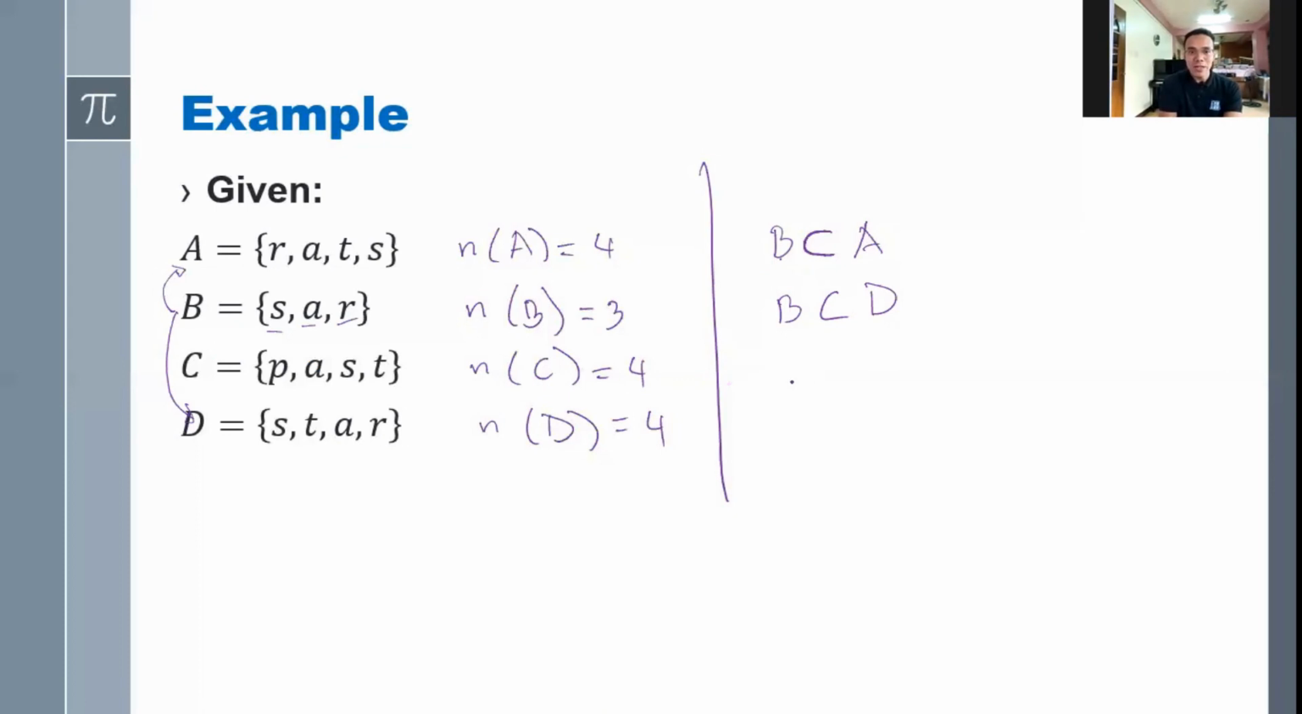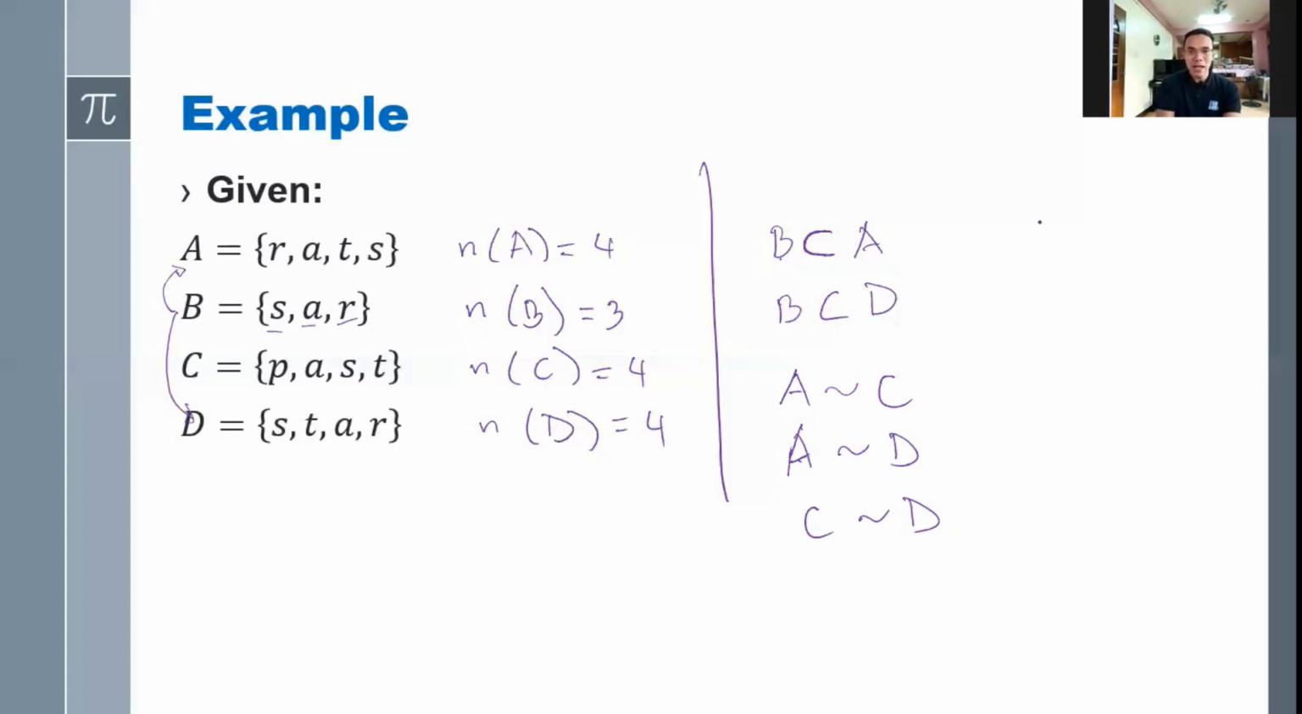I can also say that set A is equivalent to set C. Why? Because A and C both have the same number of elements, both have the same cardinality. A and D are also equivalent sets because they have the same cardinality. C and D are also equivalent sets because they have the same cardinality.